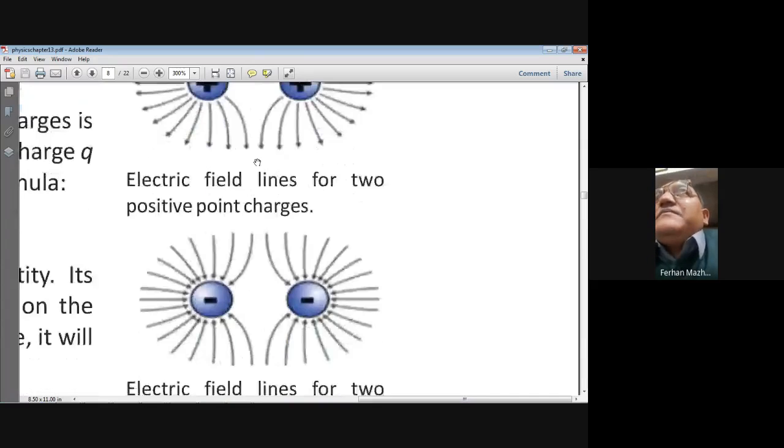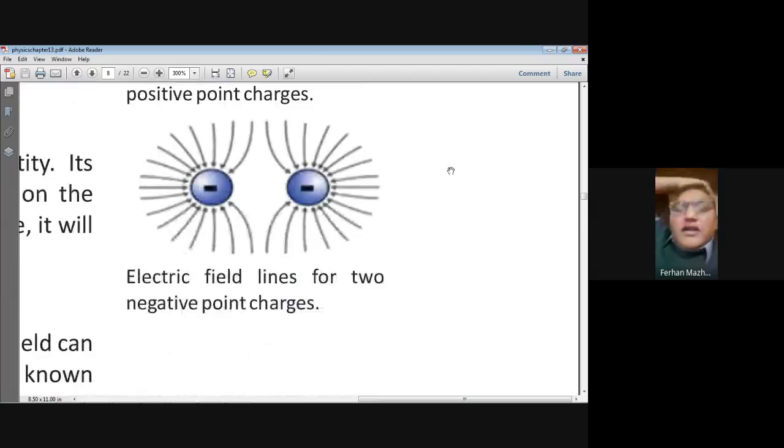In the same way, if you bring a negative and a negative in front of each other, so both the negatives, the electric field lines are going into them. If you have a negative charge, the electric field lines always go into the negative charge. So both of them are negative, so the electric field lines are going into both of them.